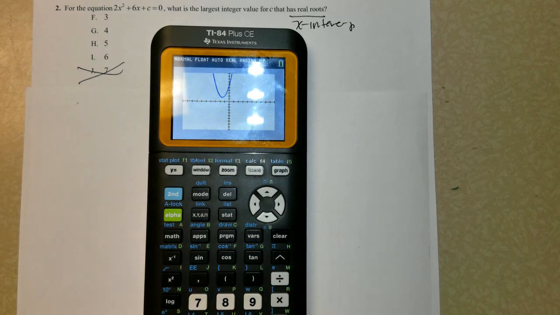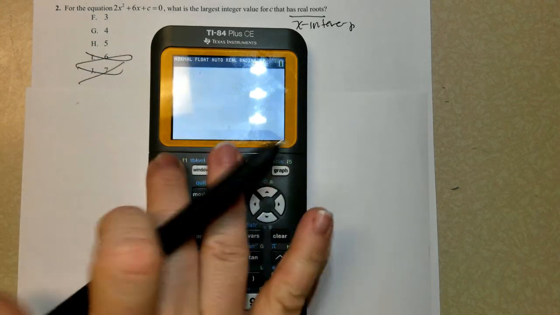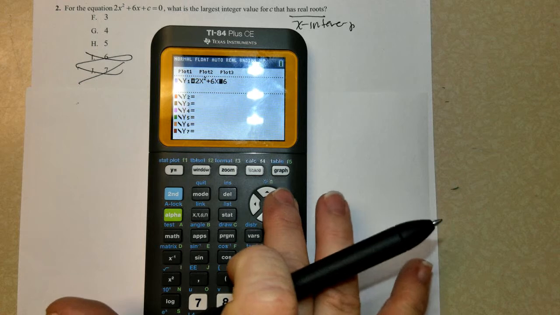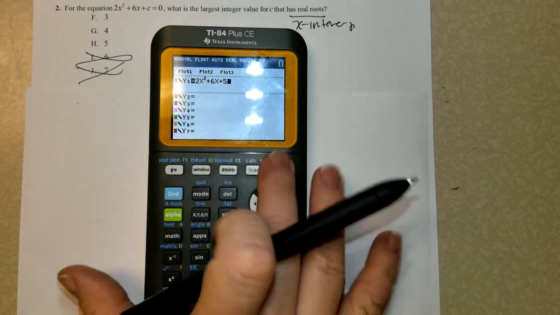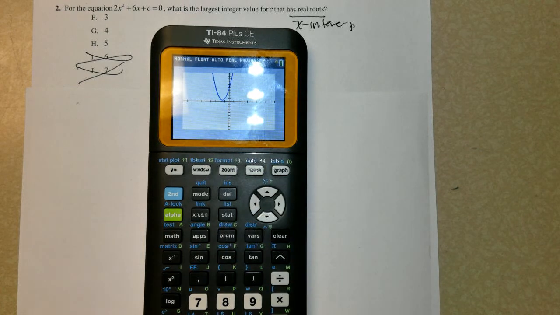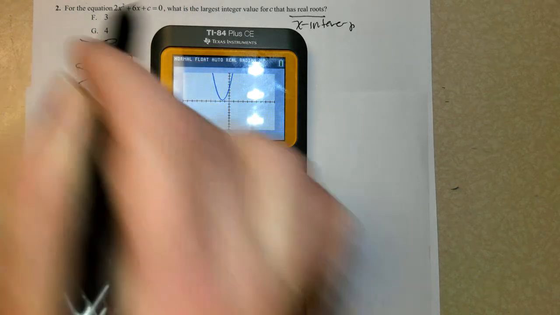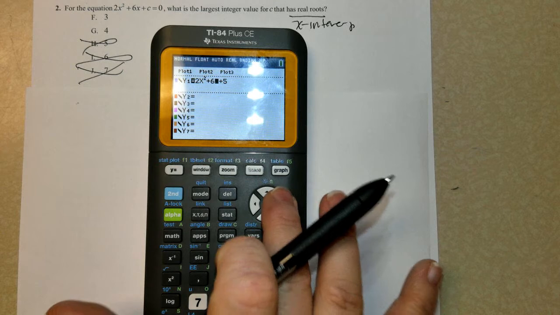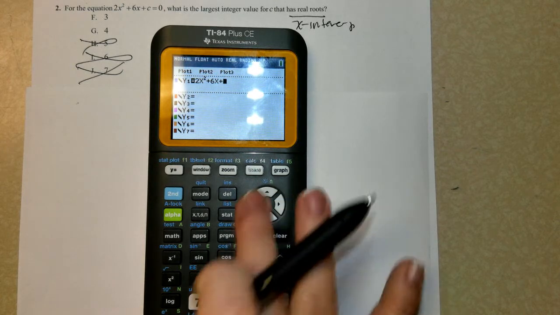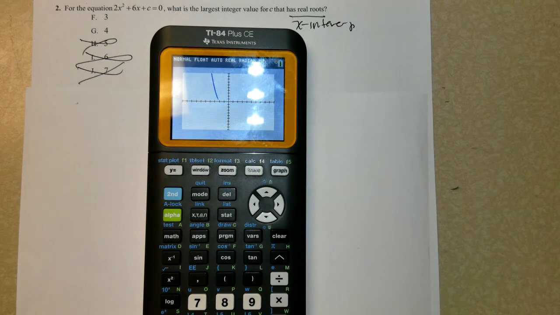Does this provide us with x-intercepts? Okay, x-intercepts are real roots. Cross out 6. Go to y equals, switch the 6 to a 5 and graph. Okay, it's close, but do I have x-intercepts yet? Cross it out, go to y equals, switch the 5 into a 4, and it works.